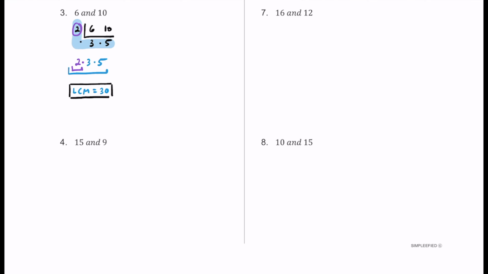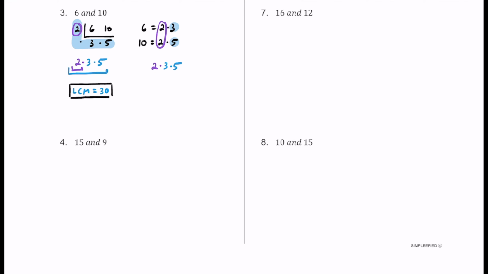For the prime factorization method, we have the 6. 6 breaks down into 2 and 3, that is prime factorization. And then 10 will break down into 2 times 5. All right, so what do they have in common? Well, you can see here that they both have a 2. So let's go ahead and write that down one time, and they have some extra things afterwards. So our extras are 3 and 5. Those were the non-common ones, so we just write 3 and 5.